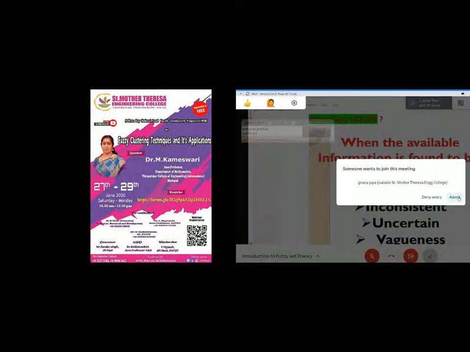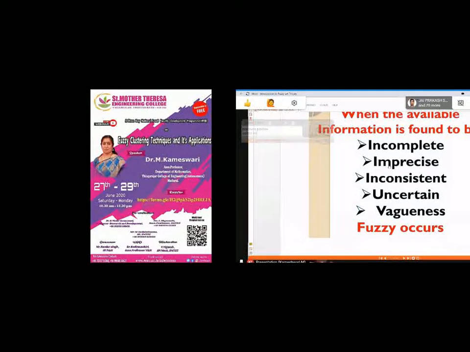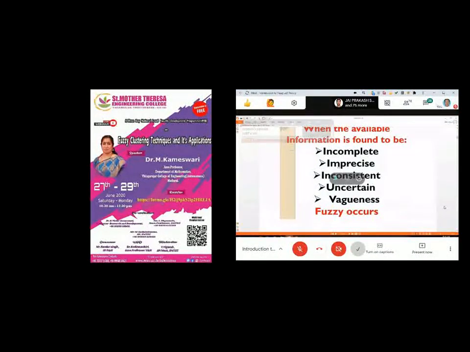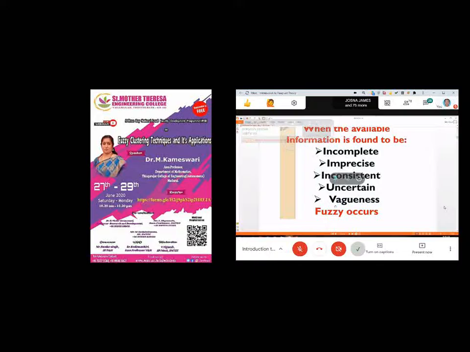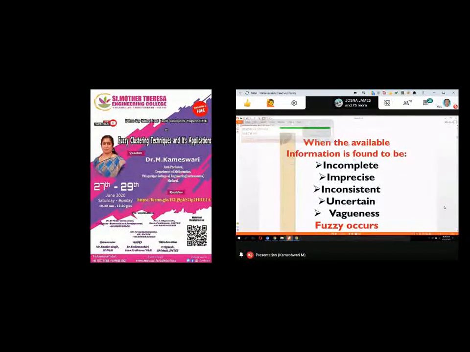When the available information is found to be incomplete, imprecise, inconsistent, uncertain, or vague, fuzzy occurs. See the situation: these are all situations in which fuzzy occurs. We don't know clearly the difference between incomplete, imprecise, inconsistent, uncertain, and vagueness. We are going to see it in detail one by one.